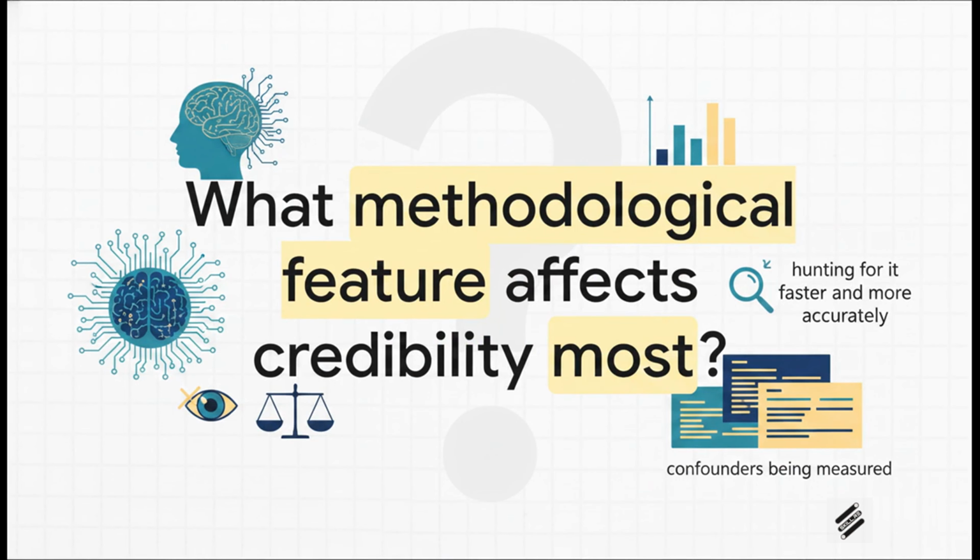So as we close out this playbook, I want to leave you with a challenge. Think about your specific area of expertise. What single methodological feature in your field affects credibility the most? Is it blinding? Is it how confounders are measured? Whatever it is, identify it today. Because tomorrow, you can use these exact AI workflows to start hunting for it faster and more accurately than ever before.